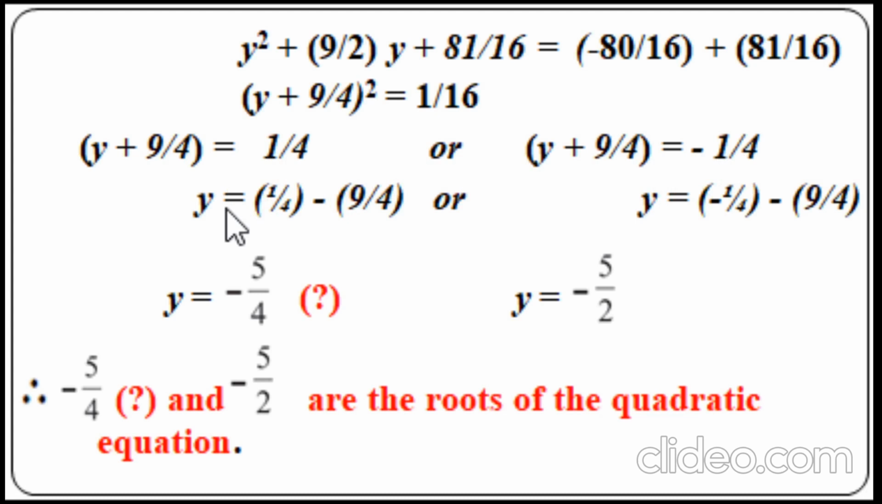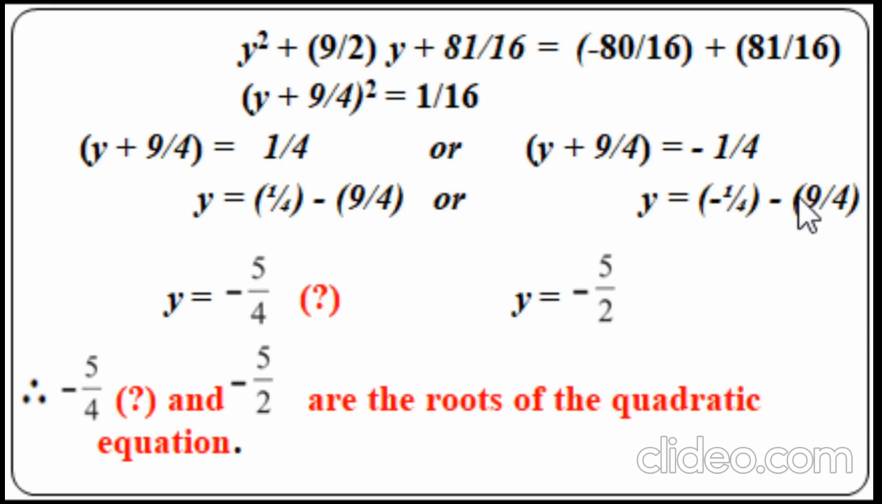So by solving this, we get 1 minus 9. So 1 minus 9 is minus 8 upon 4. It should be minus 2, but the answer given in your textbook is minus 5 upon 4. So I have a doubt in this. Therefore I have put a question mark here. Right hand side, this side is okay. y is equal to minus 1 upon 4 minus 9 upon 4.